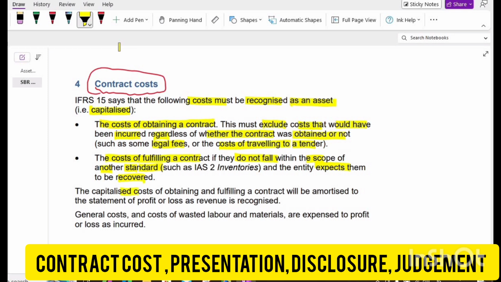Now, the capitalized cost, which I have told you before, for obtaining and fulfilling a contract, will be amortized to the statement of profit and loss as revenue is recognized. So when you recognize the revenue, then you also have to expense the amortization of the capitalized asset to profit and loss. Clear? Now there are some general costs and costs of wasted labor that should also be expensed to the profit or loss. Clear? Okay, this is the contract cost.